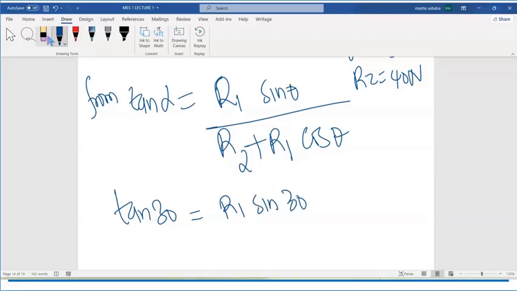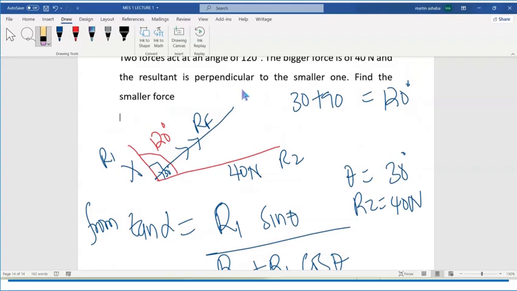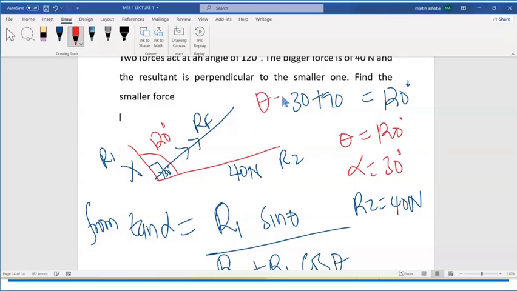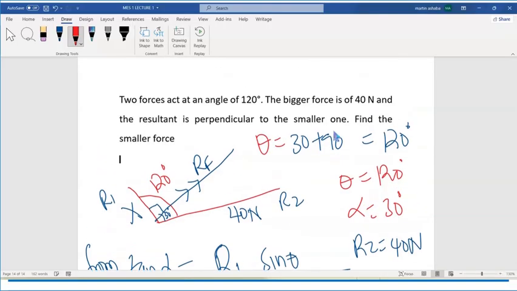sine, this is supposed to be theta, that is theta, that is alpha. So this is supposed to be alpha. So alpha is 30 degrees and theta is 120 degrees. Because it is the angle between the two forces, that is theta. The angle between the resultant and one of the forces is alpha.